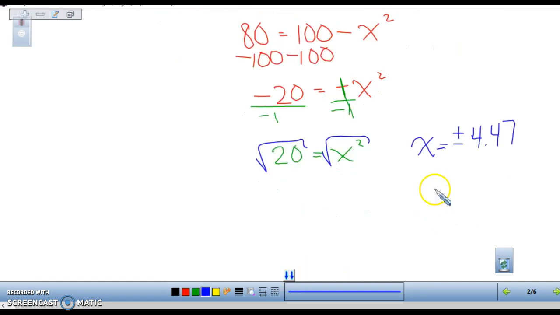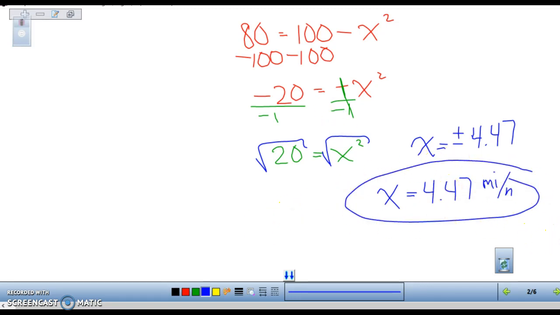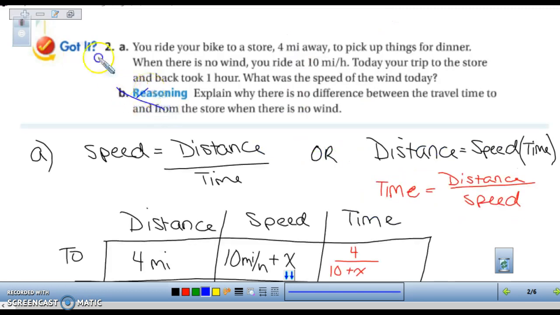However, we're dealing with speed, so we're only going to use our positive value of 4.47. And speed is in miles per hour. So that is your answer. And we're going to skip got it number 2, letter B.